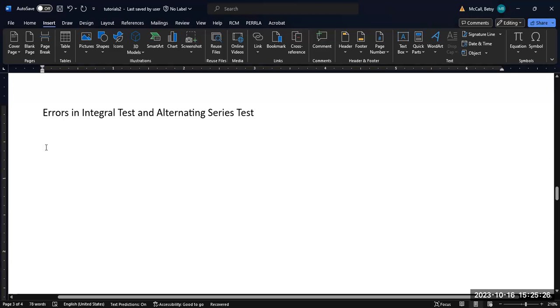All right, so in this video, we're going to look at estimating the error in an integral test example for an infinite series and also the alternating series test. These are the only two series tests that have error calculations for them. We saw that with the geometric series and the telescoping series, you can find exact values if the series converges. So you don't need errors in those cases.